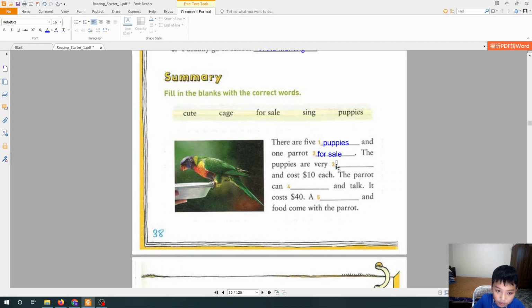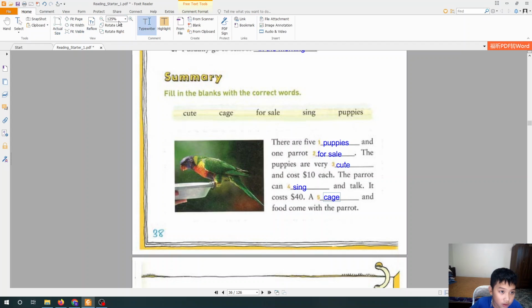The puppies are very cute and cost $10 each. The parrot can sing and talk. It costs $40. A cage and food come with the parrot.